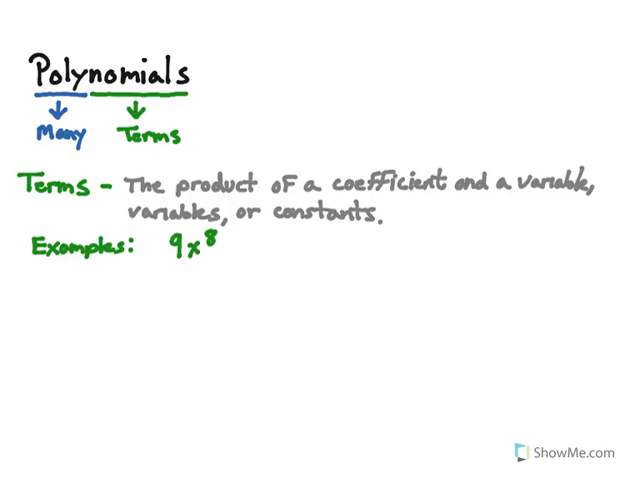Hello everyone. We're going to briefly talk about polynomials. And the word polynomial, the Greek prefix poly, does mean many, and the suffix nomial also means terms. So many terms would be the literal definition. And a term, or terms plural, can be the product of a coefficient and a variable or variables, or just constants.